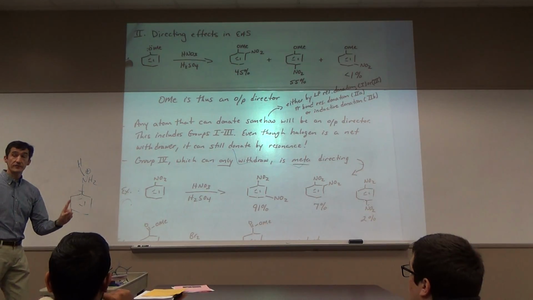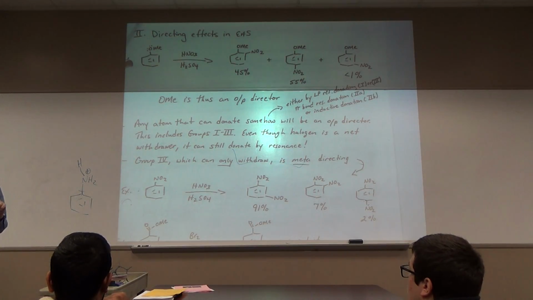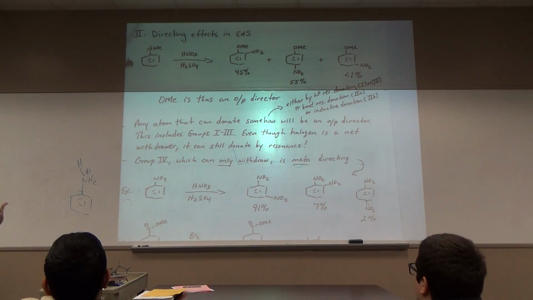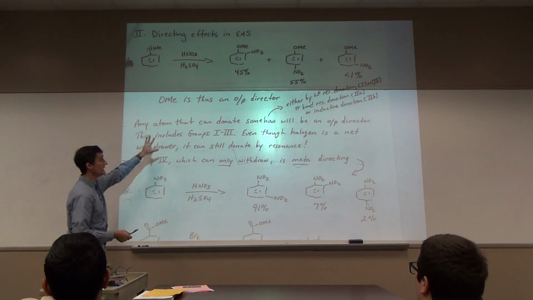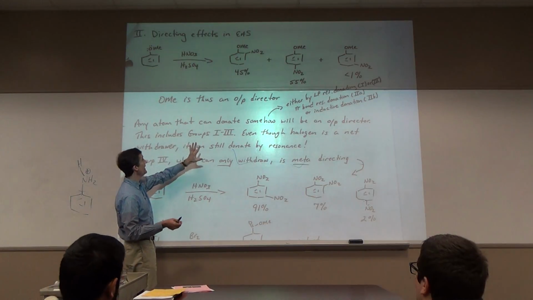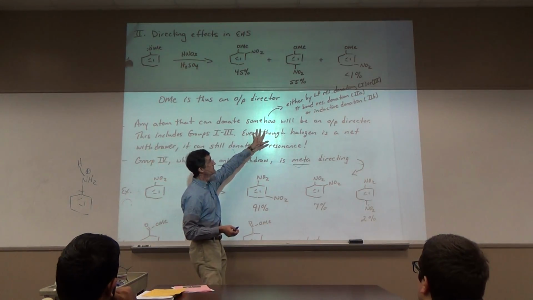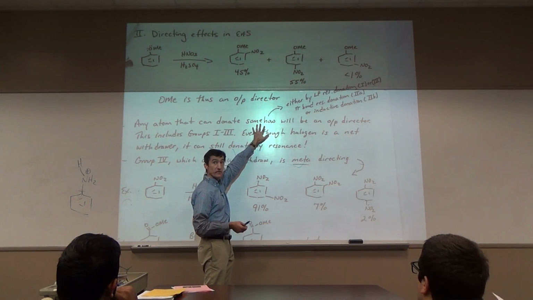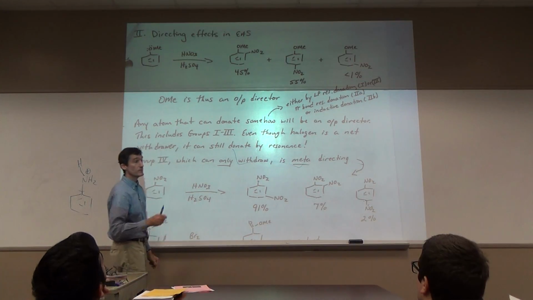Now, that's not its net effect, because group 3 is mainly halogen. The net effect of halogen is withdrawing. But can it donate by resonance? Yeah. It's a minor effect. This doesn't say it has to be the major effect. It says anyhow. And a halogen can donate by resonance. It's just not its major effect.